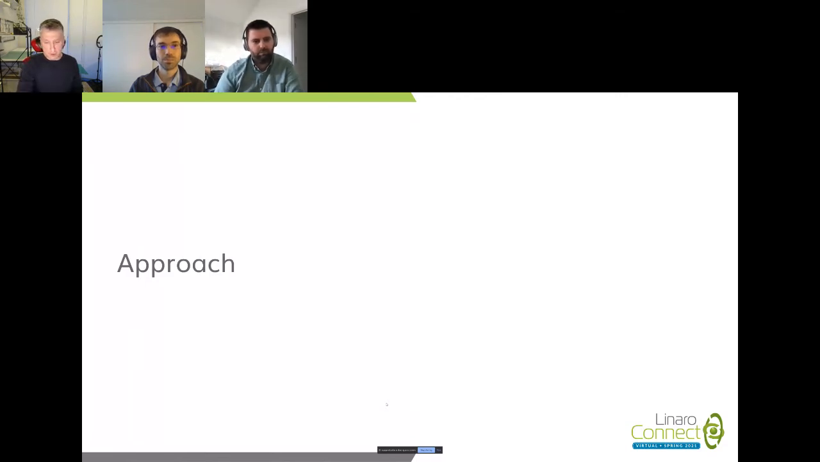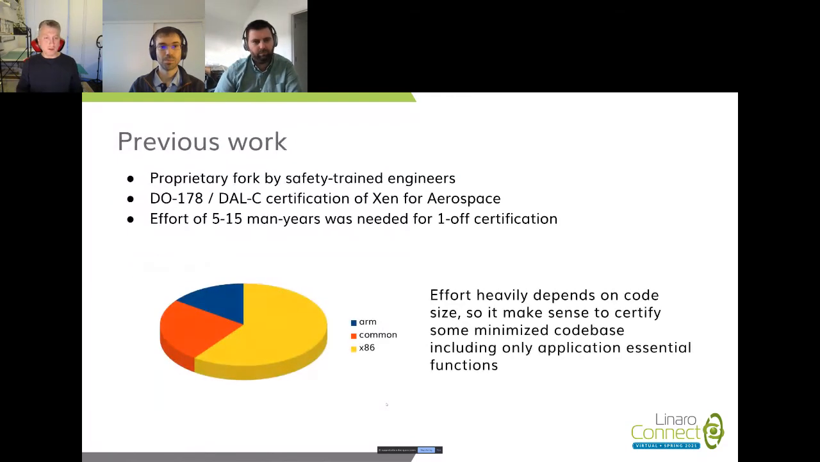And the approach we took is we analyzed the previous work that has been done in Xen. Actually, Xen was already certified some time ago for aerospace, for the DO-178 standard, at a certain level. And the effort, as we learned from a company that did it, was like 5 to 15 million, depending on the code base. And that was needed for a one-off certification. That was not done for mainline, for mainstream. That was done for safety, by safety-trained engineers.